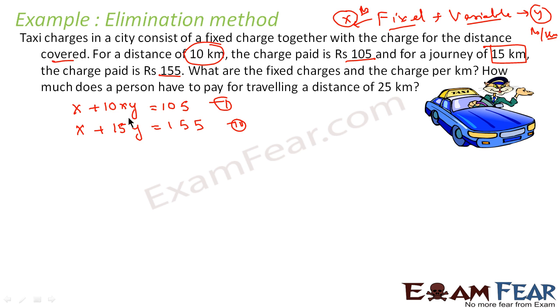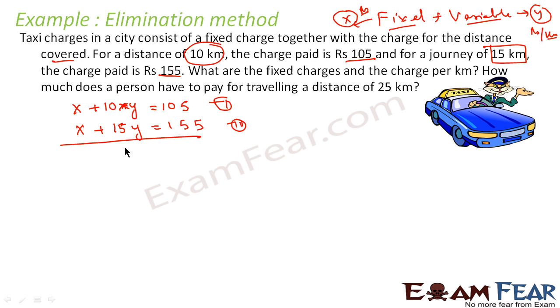Since the taxi was charging a fixed charge and a variable charge, fixed charge plus 10 into variable charge is equal to 105, and for a distance of 15 kilometer, that is fixed charge plus 15 into variable charge, that is 155. Now we have two equations. We can use the elimination method.